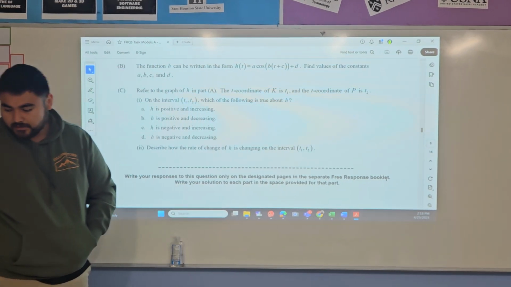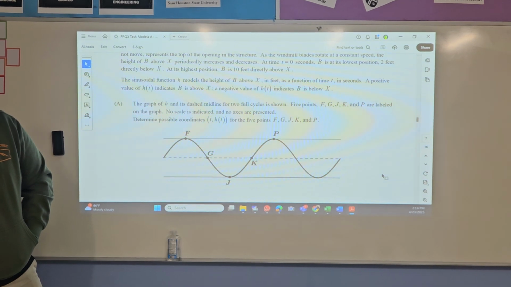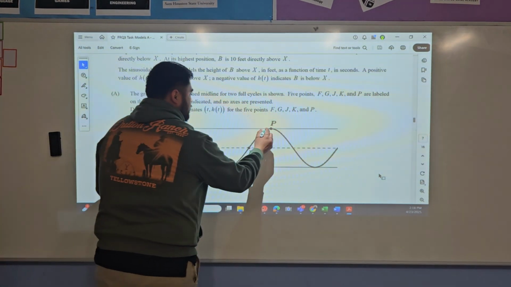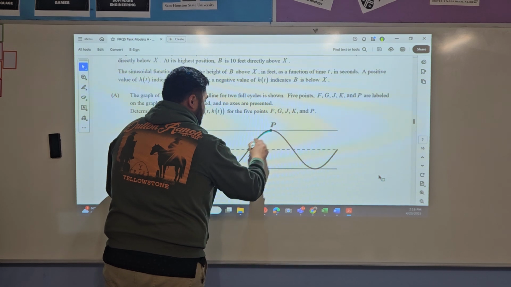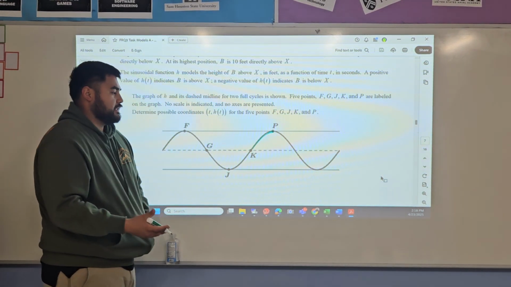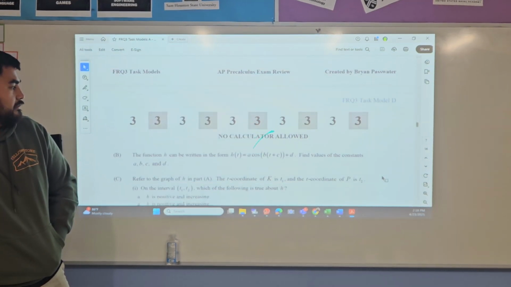So let's go back to the graph. So we're looking for K and point P, right? So here it is, alright? So what's happening here? Obviously this is concave down, meaning rate of change is gonna decrease. Okay, so you get a point there right off the bat.